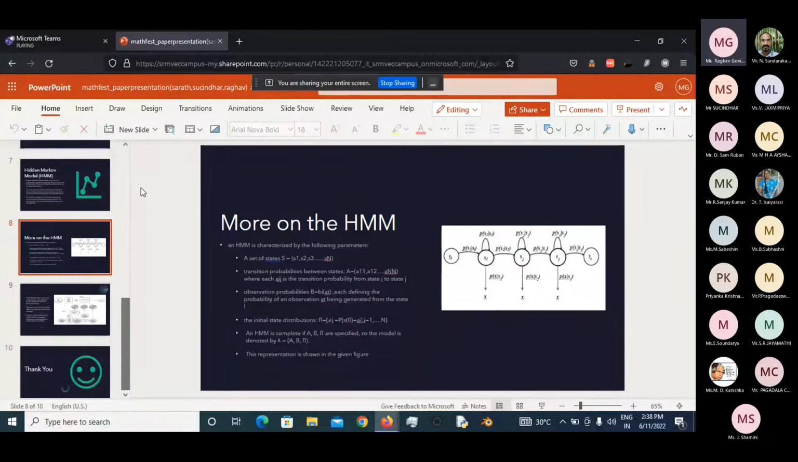The initial state distributions are also required, and the HMM is complete if all three of them are specified, and they are all kept together in a set named lambda, which can be represented visually through this diagram that is given here.